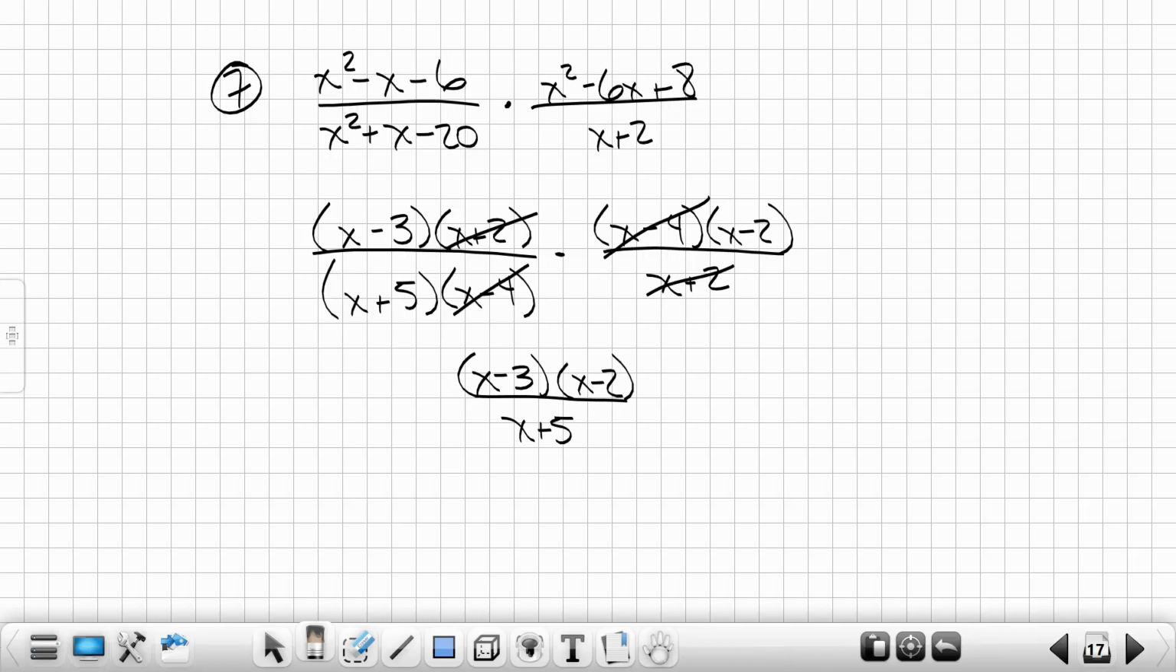A lot. There's one with even more that cancels. 5 more questions. Isn't multiplying the easiest? Yeah. Do we have to say the excluded values? Yeah, and all of them, I'm going to ask for that on the quiz. So this one, the excluded values would be -5, +4, and -2.